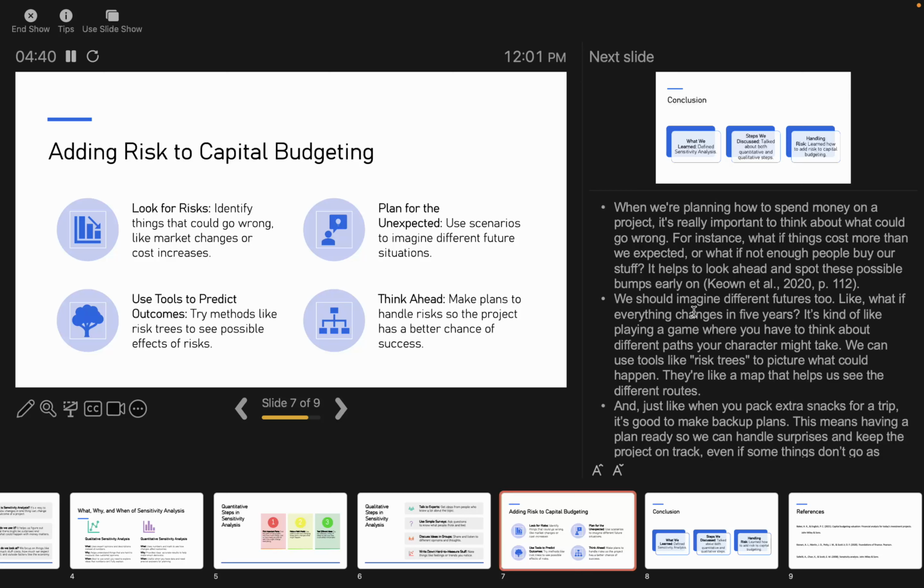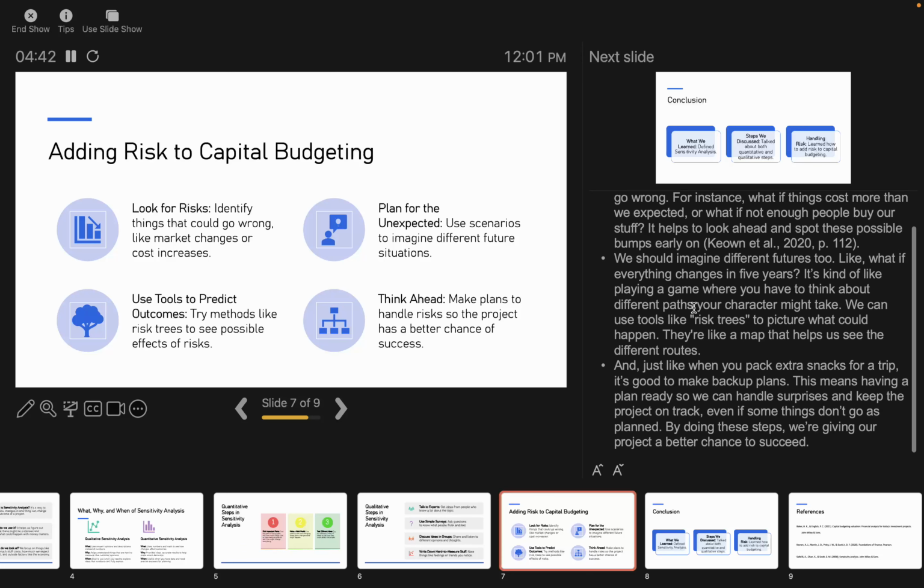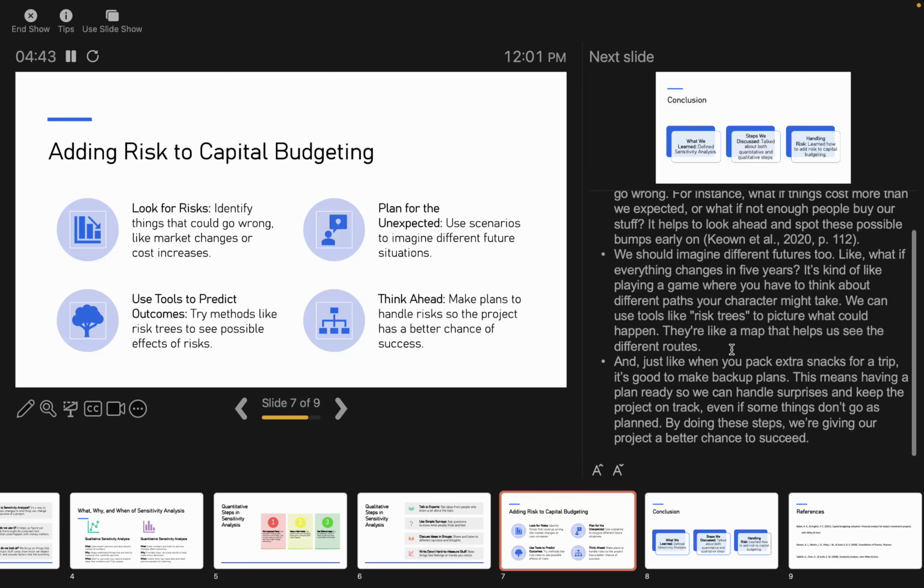Keown 2020, page 112. We should imagine different futures too, like what if everything changes in 5 years? It's kind of like playing a game where you have to think about different paths that your character might take. We use tools like risk trees to picture what could happen. They're like a map that helps us decide on different routes.